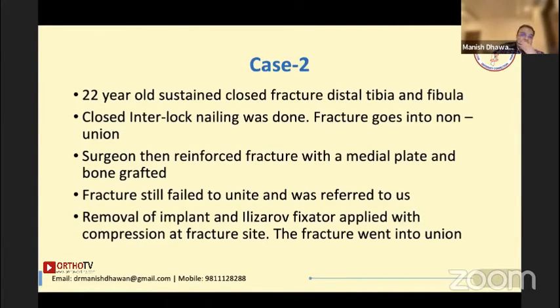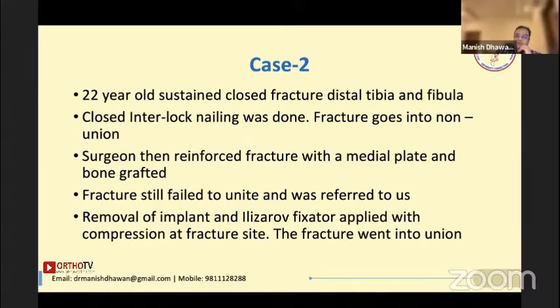Now, case number 2. This is a 22-year-old who sustained a fractured distal tibia and fibula. Closed interlocking nailing was done. The fracture went into non-union. Then the surgeon kept the nail inside and reinforced it with a plate and did a bone grafting. The fracture still failed to unite and it was referred to me.